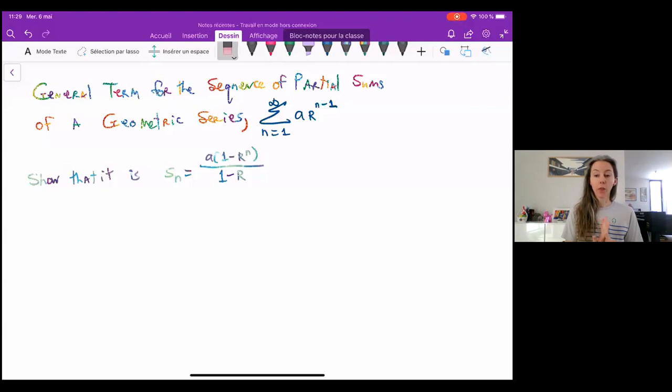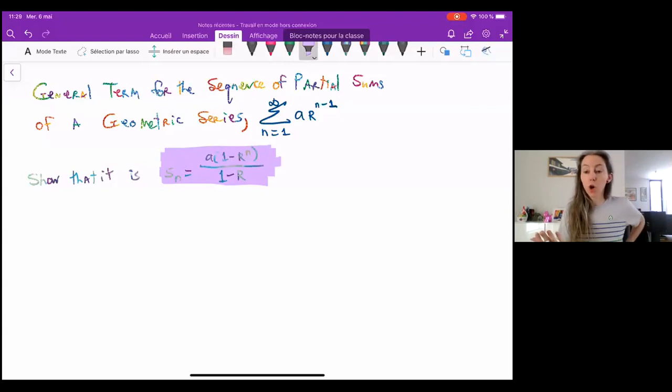Now in class we saw that the general term for the sequence of partial sums of a geometric series is given by s sub n is equal to a times 1 minus r to the power of n all divided by 1 minus r. And we use that general term to show that a geometric series converges when the value of r is between -1 and 1, not inclusive, and we use that general term to show what the geometric series converges to. So the question is, where does this general term come from? That's what we're going to try to show today.